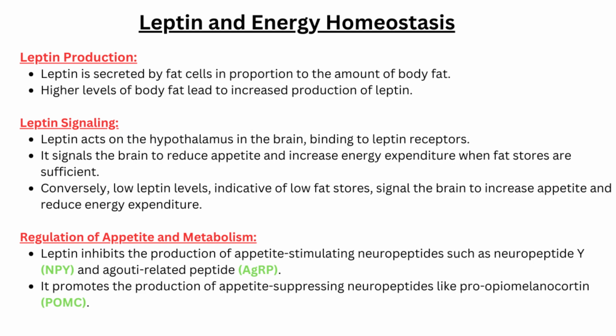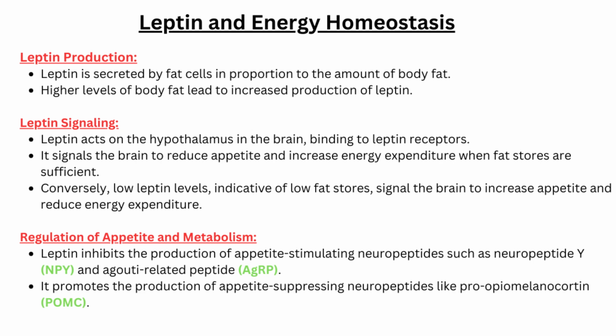This binding signals the brain to reduce appetite and increase energy expenditure when fat stores are sufficient. Conversely, when leptin levels are low, indicating low fat stores, the brain is signaled to increase appetite and decrease energy expenditure to restore energy balance.